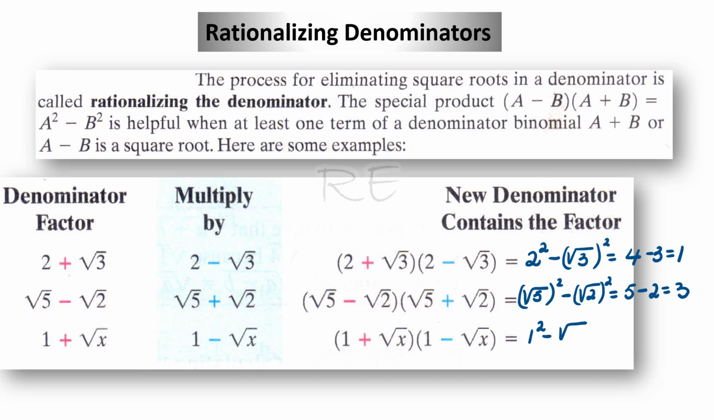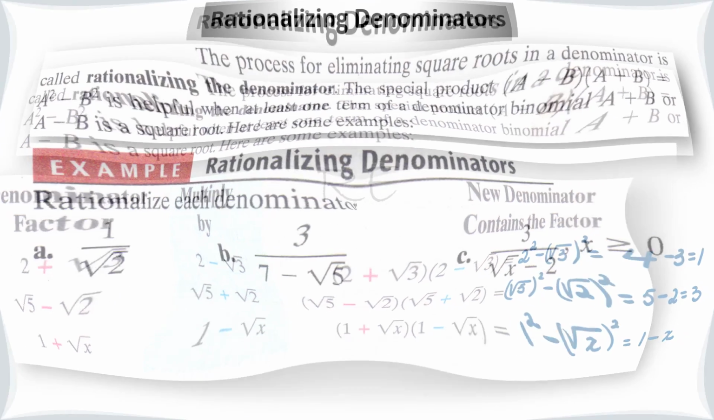1 plus square root of x times 1 minus square root of x is equal to 1 squared minus square root of x squared, which is 1 minus square root of x.